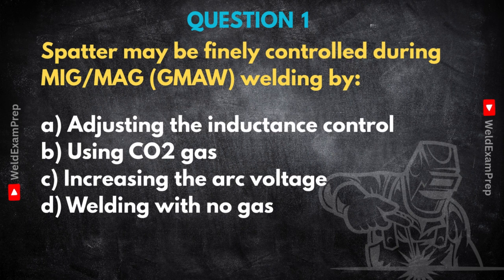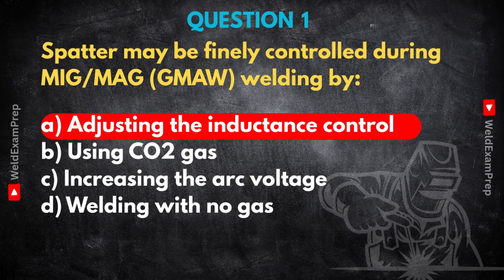The correct answer here is A, adjusting the inductance control. This is honestly a really key point for anyone using MIG-MAG. Inductance control directly, significantly influences the short-circuiting arc, how it behaves. Basically, it controls how the current ramps up and down during each short circuit. This affects something called the pinch effect. Think of it like controlling how a drop of water pinches off a tap.